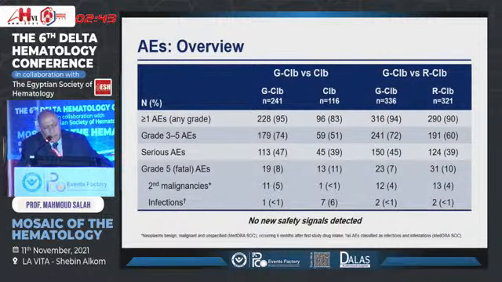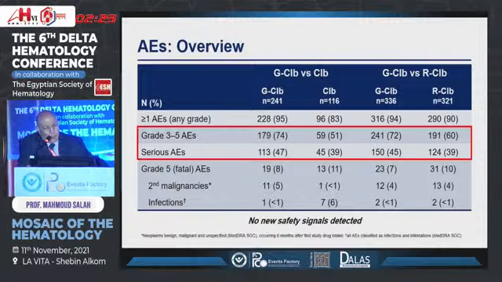Regarding the adverse events, actually there were no new safety signals detected. The grade 3 or higher adverse events were more frequent with Gazyva chlorambucil, but most of the adverse events were hematologic and reversible. The grade 3 to 4 adverse events were around 74% in the Gazyva chlorambucil arm, comparing with 51% in the chlorambucil arm. Also, the serious adverse events were 47% in the Gazyva chlorambucil arm, comparing with 39% in the chlorambucil arm.